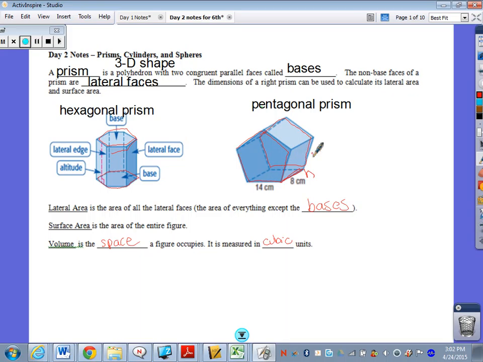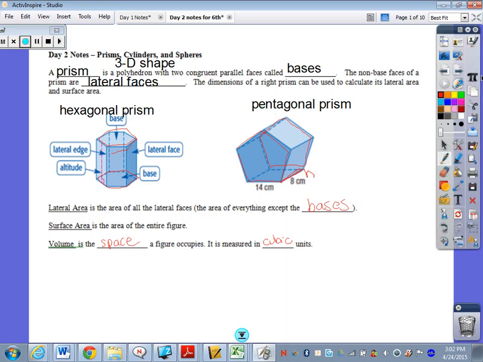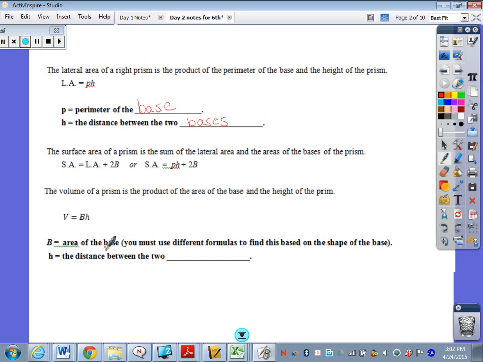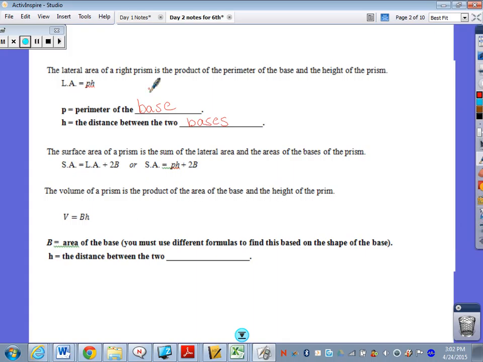So this is actually on its side. Be very careful to identify that first. And then P means you add up all the sides of one base, not both of them, just one. So these are the formulas. On your formula sheet, we always use this one.